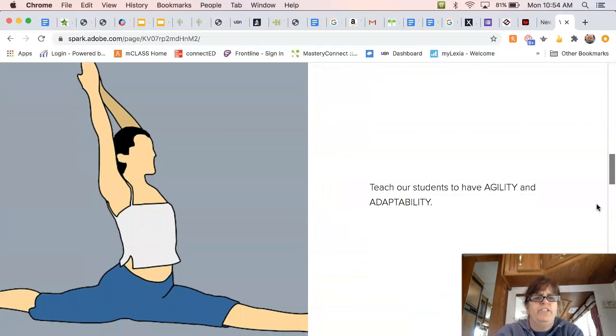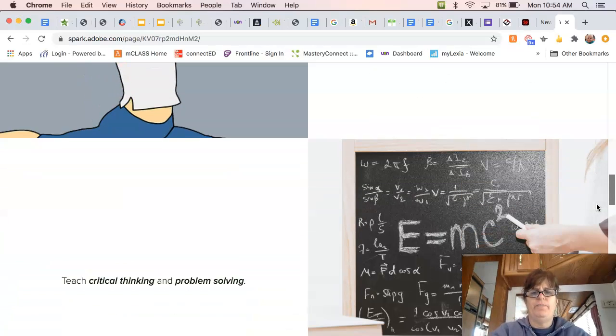Teach our students to have agility and adaptability, to remember that their way is not always the right way, and that maybe an idea from Jane over here and your idea might be bent a little bit to make it the perfect idea. And you guys can do it, students. We can teach our students to do that.